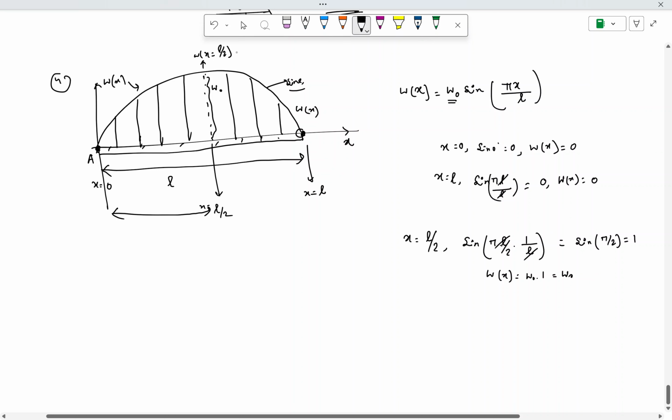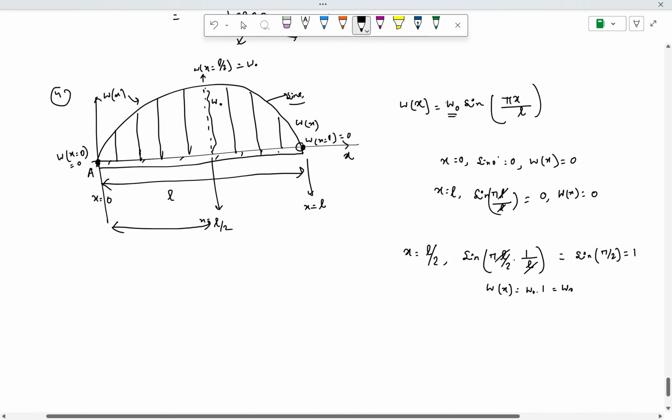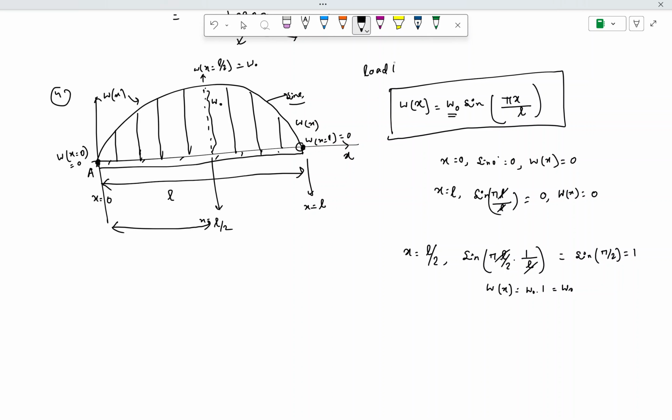Wx at x equal to L by 2 equals W naught, and Wx at x equal to L is 0, and W at x equal to 0 equals 0. Now if that is the case, then you can say that this is the actual expression for the sine wave representing the load per unit length the beam is designed to support.